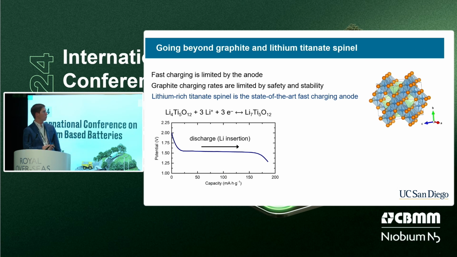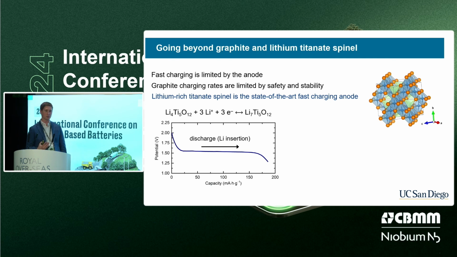All right. So with LTO, this is a spinel material. It can take 3 lithium for every 5 titanium atoms. So you're getting about 60% of the titanium is able to be used. And that's similar with other titanium-based materials, various polymorphs of TiO2. You can get somewhere like 50 or 60% of the capacity of titanium.